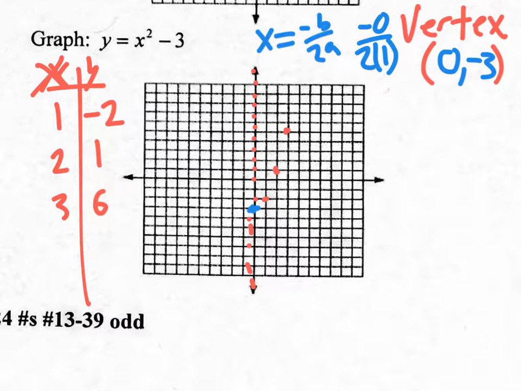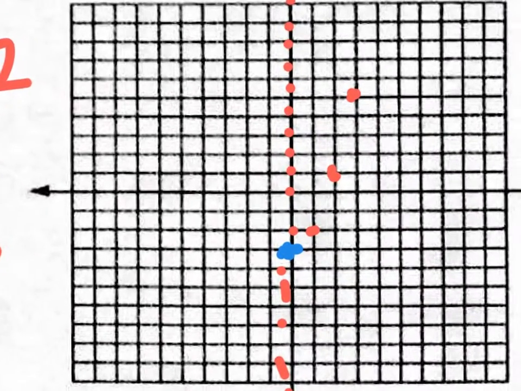And of course, we're going to map them over. Let me zoom in to make this right. Map them over to the other side. 1 unit away, so I'm going to go 1 unit away. It'll be right there. 2 units away is right there. 3 units away is right there. And all I have to do is connect my dots, and I have my perfect parabola.